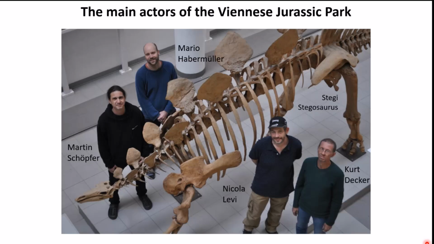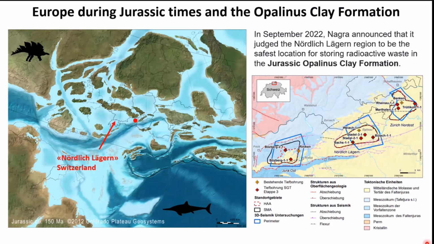That's myself and the co-authors with our Stegosaurus. That was an animal that lived during Jurassic times, and the Jurassic is an important period in time. What's nicer then? No mankind, no politicians. It was good.